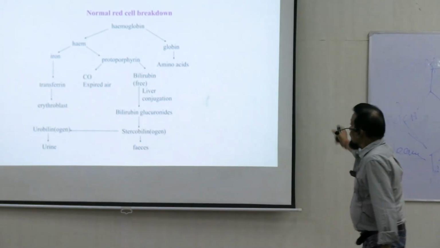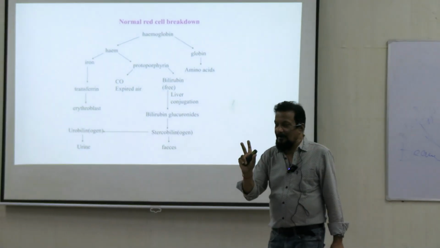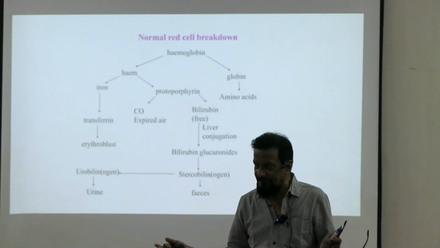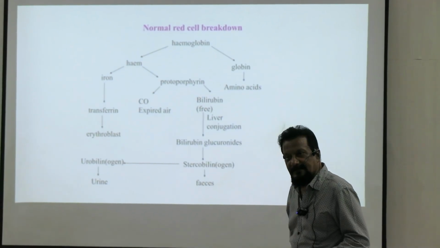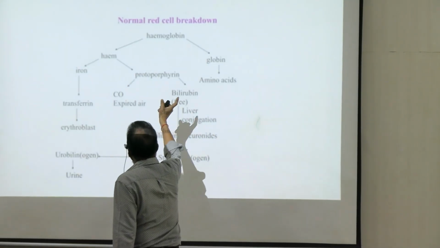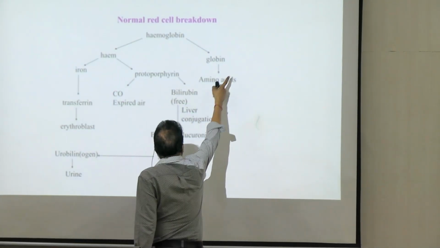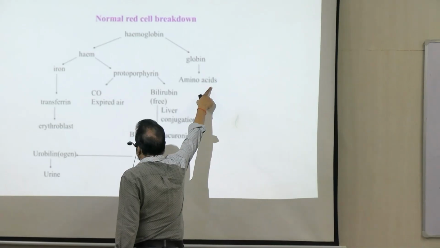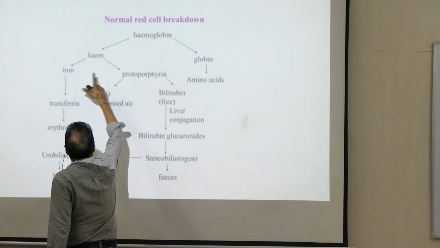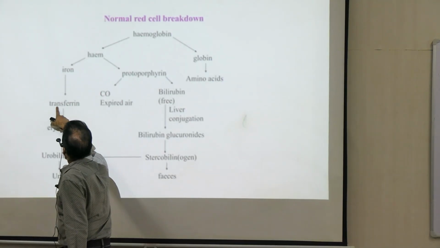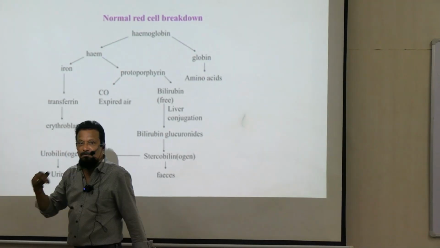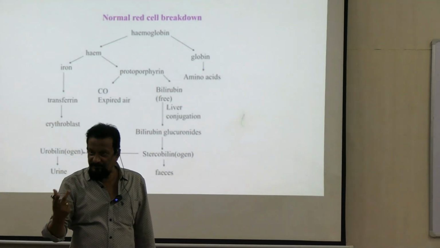Fate: when an RBC becomes aged or senile, it is broken down, as I said. What happens? Hemoglobin is released. Now this hemoglobin is captured by macrophages. They split it into heme and globin. From globin we get amino acids. Heme is split into iron and protoporphyrin. Iron is transferred to transferrin, then again to the erythroblast, used for hemoglobin synthesis.